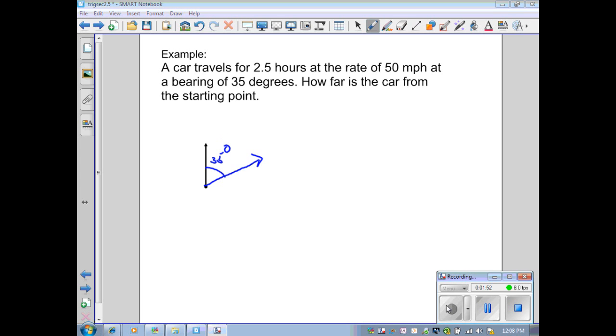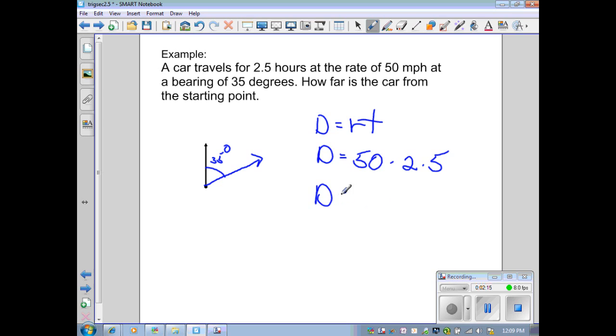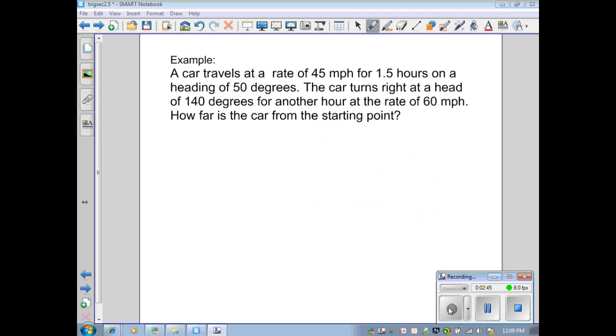Now we use the other information in the problem that is given to us, which is 50 miles per hour at 2.5 hours. We know that distance equals rate times time. Therefore, my distance is equal to 50 miles per hour times the time, which is 2.5 hours. Therefore, my solution for distance is 125 miles. Remember always to label the problem. Let's take a look at another example.